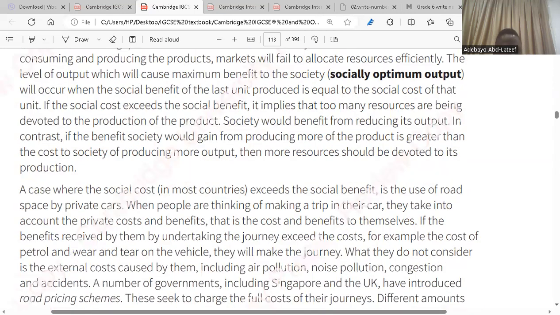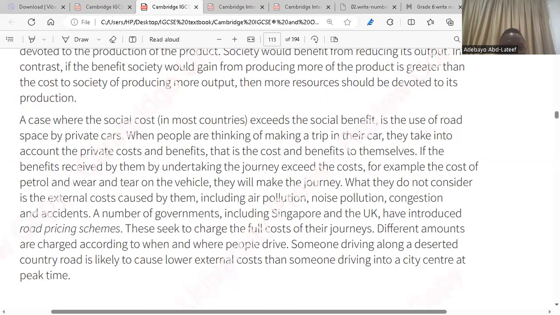Okay. A case where the social cost in most countries exceeds the social benefit is the use of road space by private cars. When people are thinking of making a trip in their car, they take into account the private costs and benefits. That is, the costs and benefits are to themselves. If the benefit received by them by undertaking the journey exceeds the cost, for example, the cost of petrol and wear and tear on the vehicle, they will make the journey.